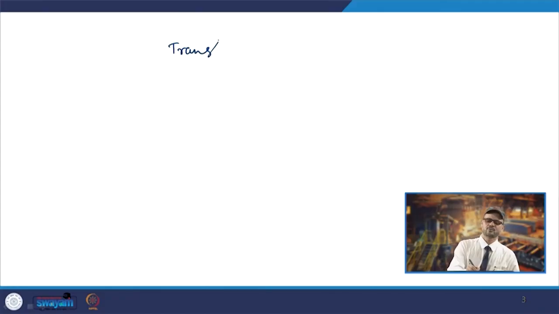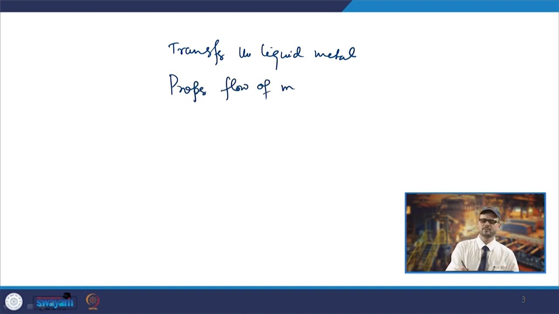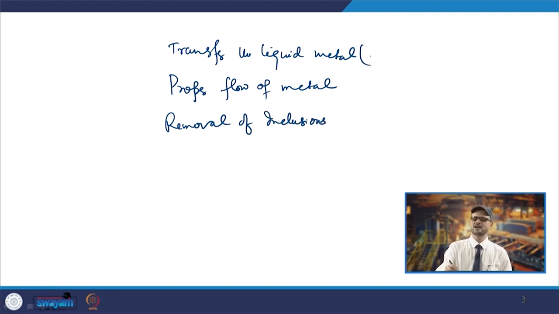So basically what we mean to say is that we discussed that there are different roles of the Tundish. One is that you have to control the different aspects. If you look at the Tundish aspects, one will be transferring the liquid metal, then proper flow of metal, and then removal of inclusions. In this case, you need to ascertain that you have a constant rate of metal delivery.